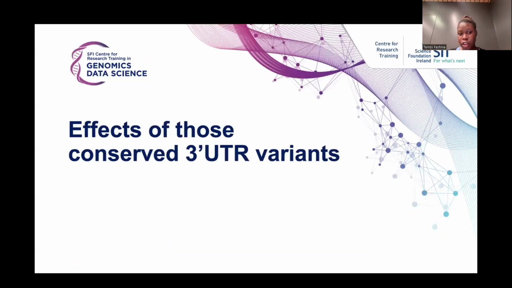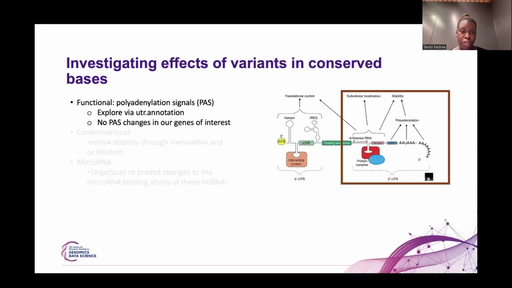The next question then would be, what are the possible effects of these conserved 3' UTR variants? And we're looking at that in 3 ways. The first is to see if the variants are affecting any polyadenylation signals. So if you just remember this schematic here with the polyadenylation poly-A tail at the end of the 3' UTR.